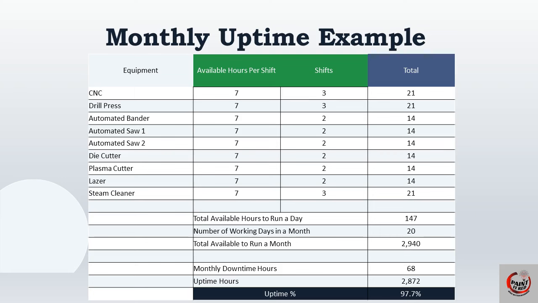Here's an example of monthly uptime. By tracking available hours per shift and total uptime, we can calculate our monthly uptime percentage. This helps us identify trends and areas for improvement. Having an overall view of each month can be useful when trying to catch trends over time.